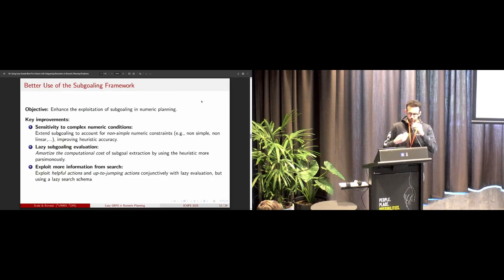So, to improve this framework, the subgoaling heuristic framework, we need three key ingredients. The first one is we need to make these heuristics sensitive to complex numeric conditions. Then we need to lazily evaluate these heuristics. And then we also need to exploit more information from the search, so helpful actions and up-to-jumping actions in conjunction with the lazy search.